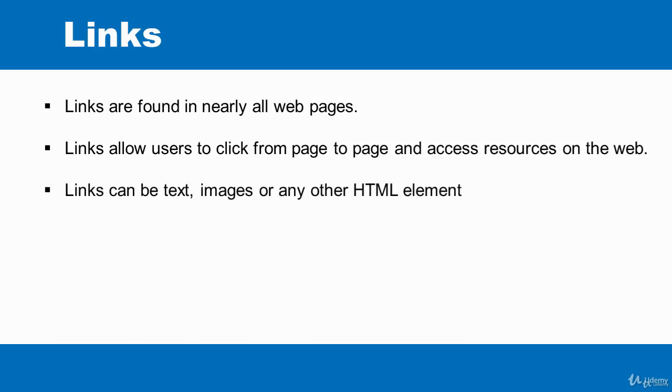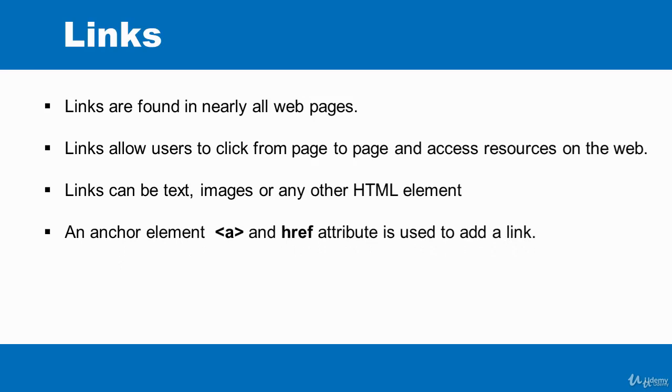To create or add a link, you need to use a simple element, which is referred to as the anchor tag, abbreviated to A, and you also need a special attribute called the href attribute. The href attribute is used to specify the destination address. So when the link is clicked on, you want it to take the visitor somewhere else. So you use the href attribute to specify the destination address.